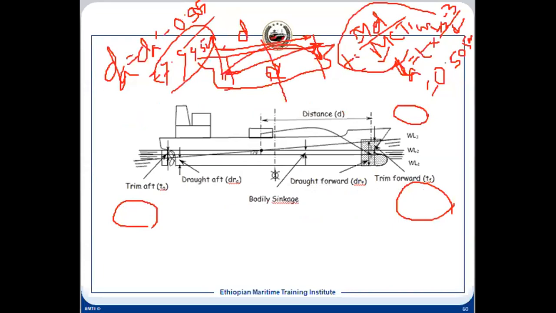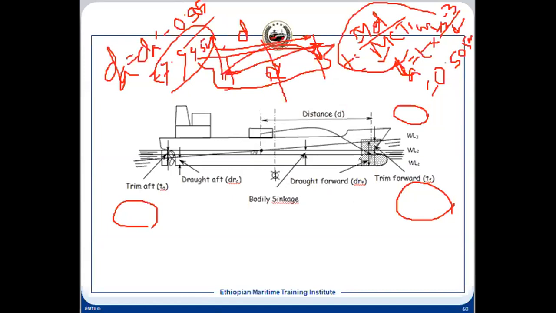Now the third one, we add this. Once we add, we have seen exactly same step will follow. We'll add here, then transfer here. Once we add here, bodily sinkage, and then we transfer here, trim. We know the trimming moment. Trimming moment is this distance multiplied by this mass. And this mass, we are actually filling the seawater. So 309 tons it will be.